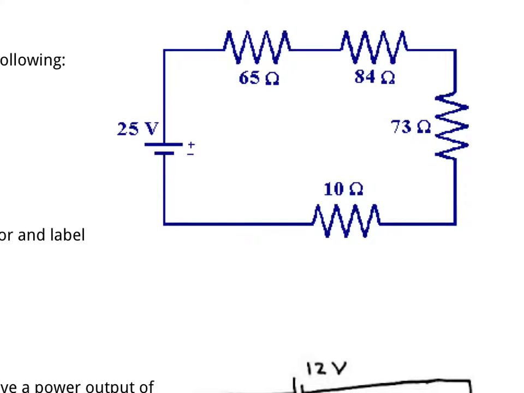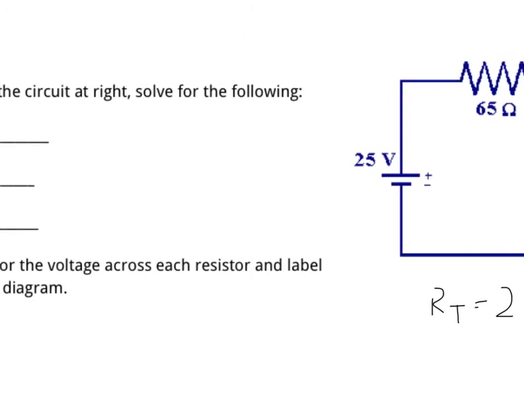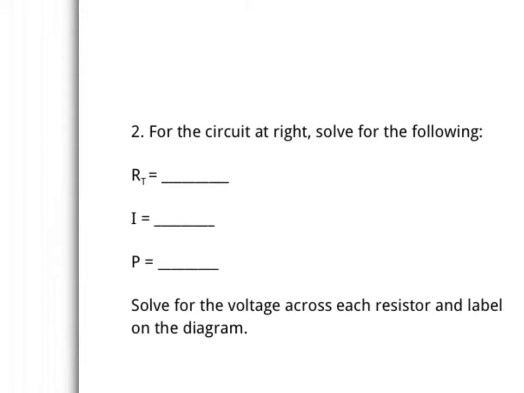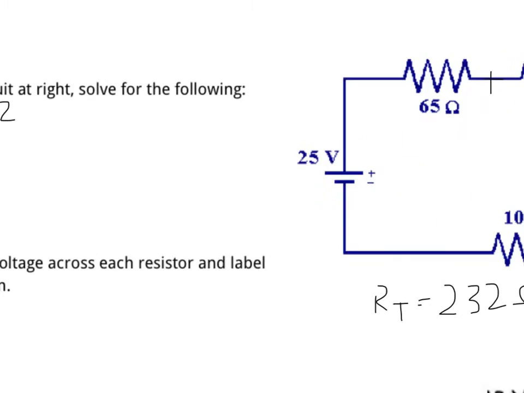In problem number 2, we have a similar setup with a known voltage, 25 volts, and individual resistors. This time there are 4 of them, and again they're wired in series. The first thing we're asked to do is figure out the total resistance acting on this circuit, and so again it's really as simple as just adding all of them together. 65 plus 84 plus 73 plus 10 gives us a total resistance here of 232 ohms. So we should take that, put it in as our first answer here, 232 ohms.